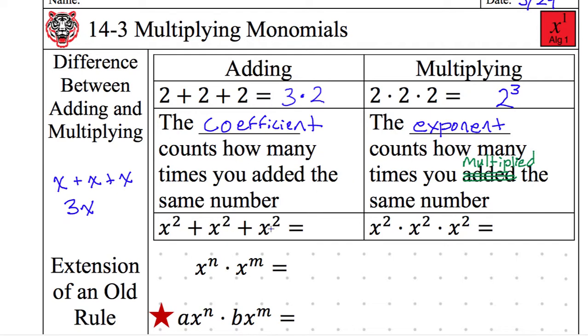Who can tell me what this is? I see only one hand. That's not good. I need more hands. X squared plus x squared plus x squared is how many x squareds?